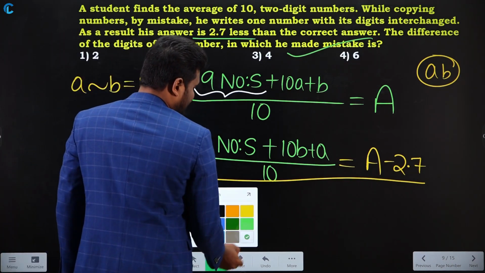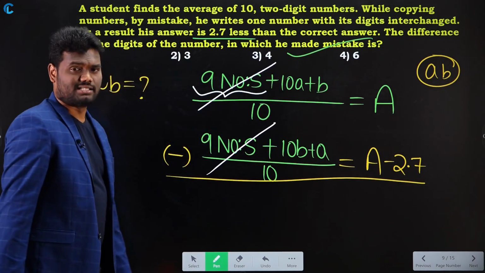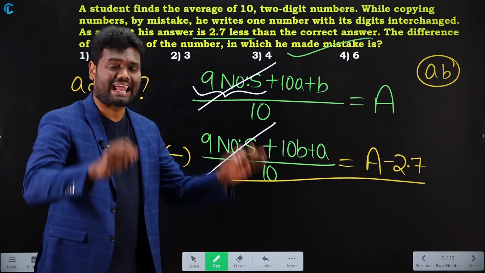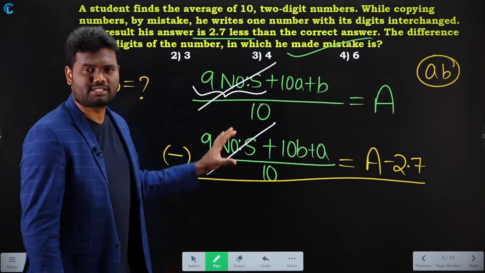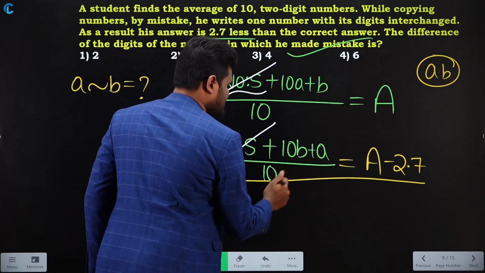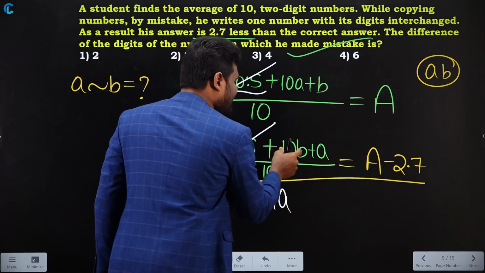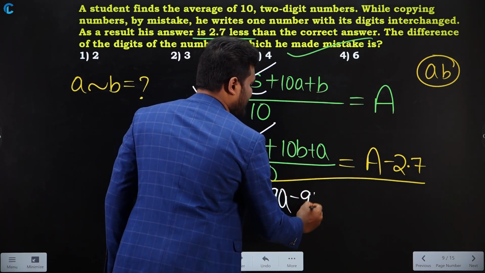If you are going to subtract this, what happens? The 9 numbers and 9 numbers get cancelled. Why? Because these 9 numbers are exactly the same. So the 9 numbers get cancelled. Now if you subtract here, 10A minus A is nothing but 9A. Similarly, B minus 10B is nothing but minus 9B.